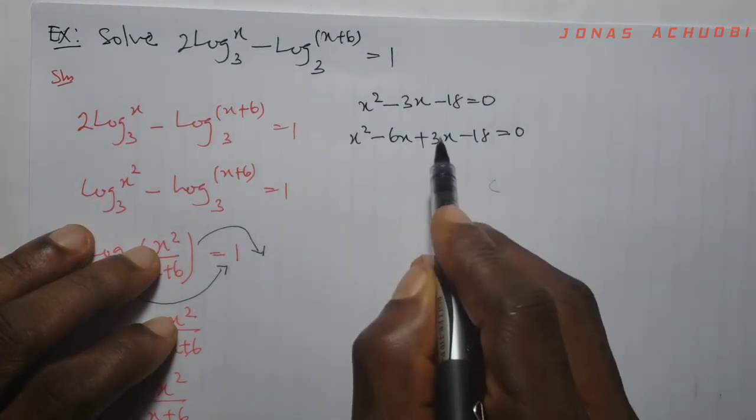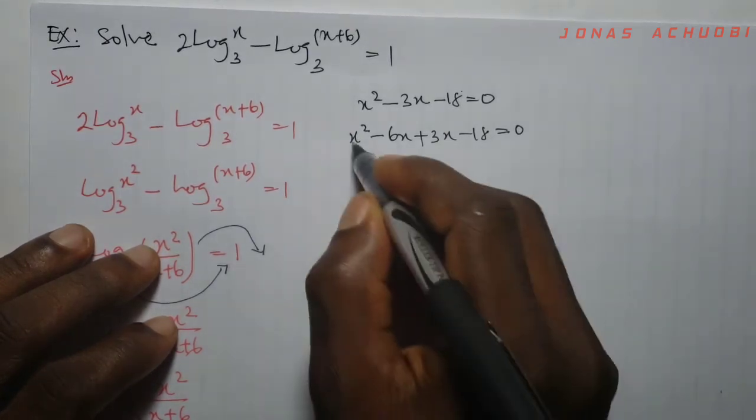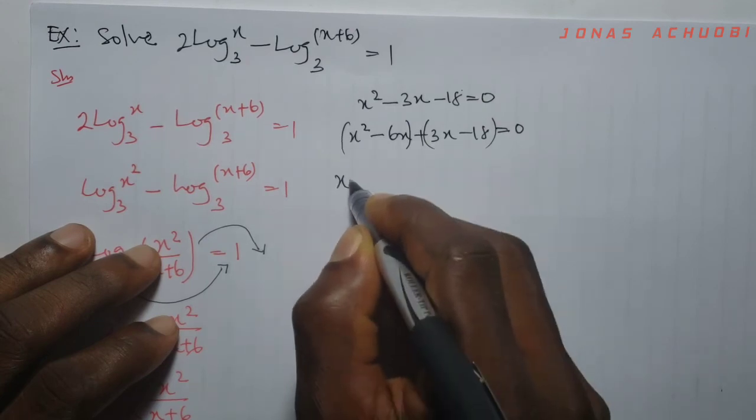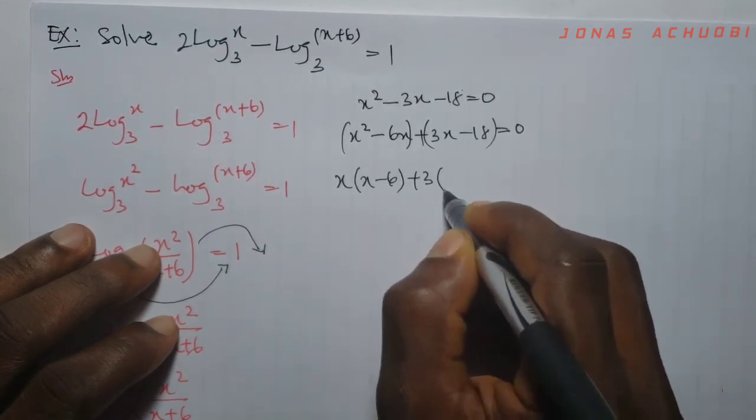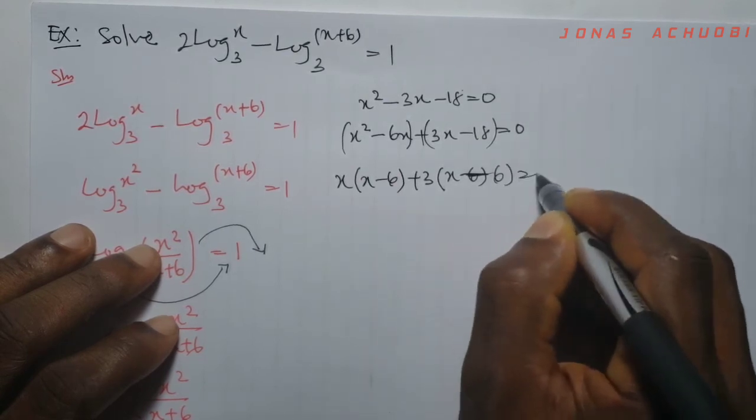Minus 6 plus 3 is minus 3. Minus 6 times 3 is minus 18. So we are correct. So now factorize. In the first bracket, we factorize x. We have x minus 6. Second bracket, we can factorize 3. We have x plus 3 equal to 0.